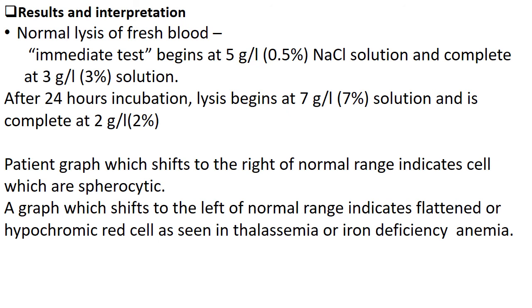A graph which shifts to the left of the normal range indicates flattened or hypochromic red cells, as seen in conditions like thalassemia or iron deficiency anemia. This is the osmotic fragility test.